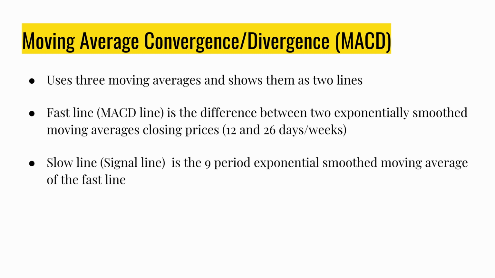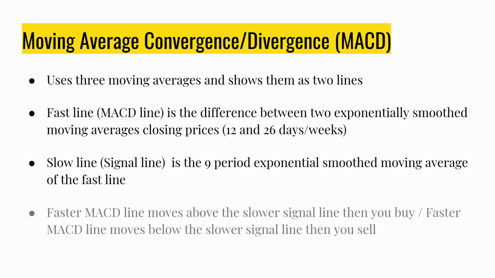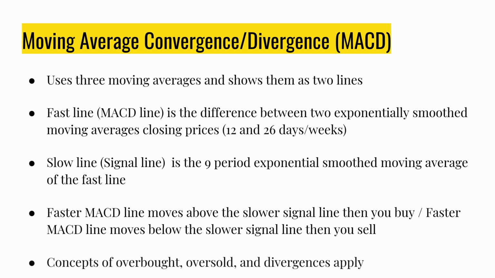When the faster MACD line moves above the slower signal line, then you buy the asset. If the faster MACD line moves below the slower signal line, then you sell. And as with all indicators, the concepts of being overbought, oversold, and divergences apply.